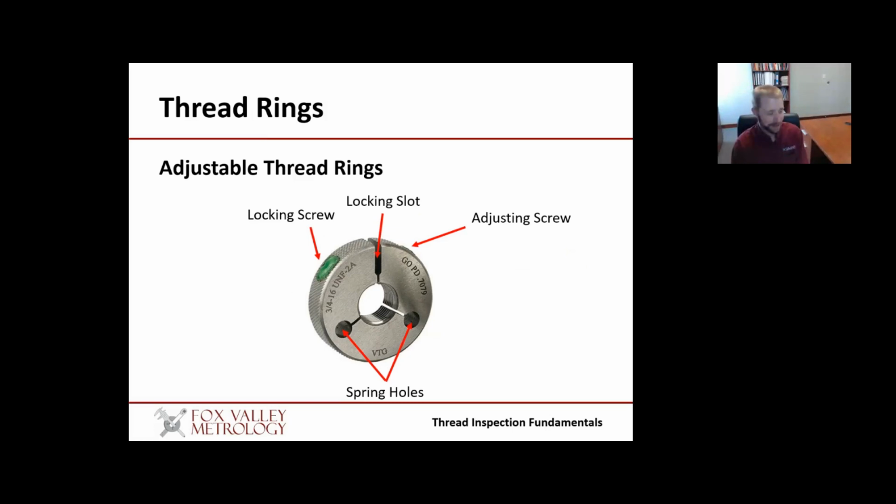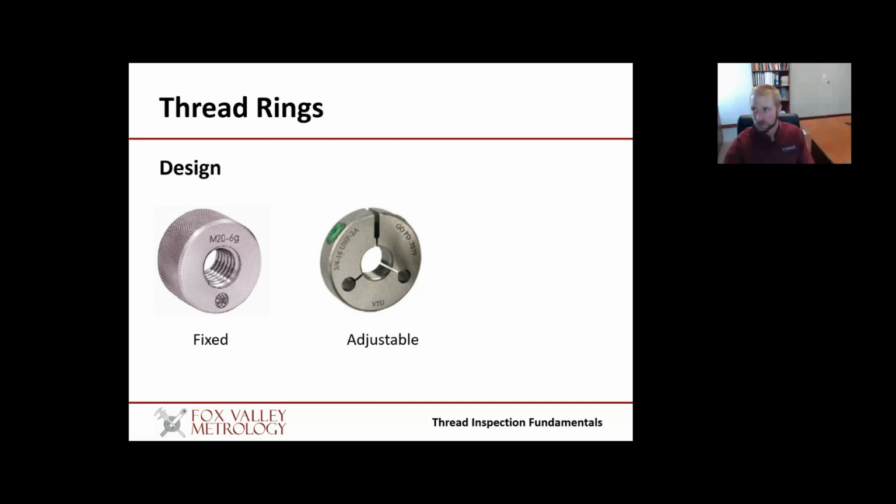And additionally, it's really nice if you go for the green gauge, green for the go gauge and red for the no-go gauge. It allows for very quick, very obvious identification of that particular gauge as somebody's about to grab it to make sure that they're not accidentally using the wrong item.